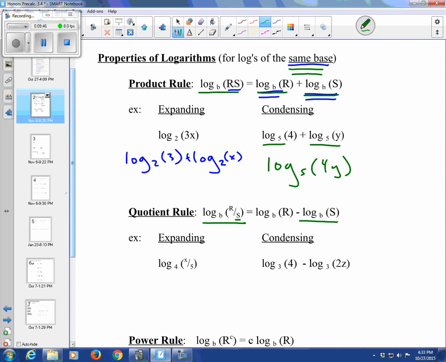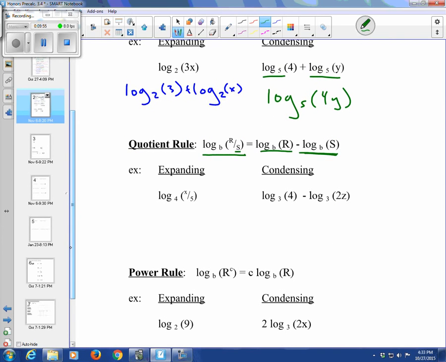So right here, r is in the numerator, so it's going to be a positive logarithm, and s is in the denominator, so it's going to be a negative exponent, and that means it's going to be a negative logarithm or a subtraction. Right here, if I've got log base 4 of x divided by 5, I can expand that out into log base 4 of x, and then right here, minus log base 4 of 5.